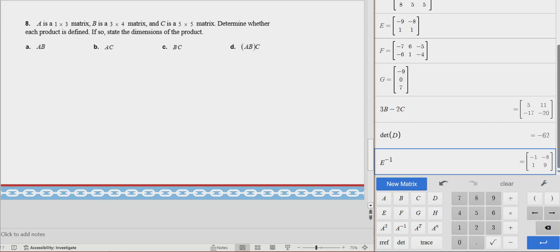For number 8, we are determining if multiplying these matrices is defined. Is it possible? And if so, what are the dimensions of the product? So they tell us that matrix A is a 1 by 3.